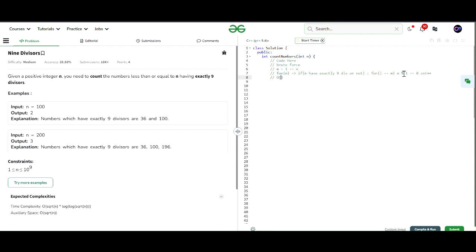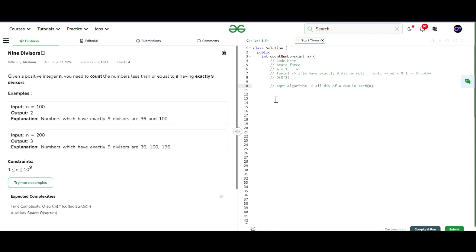So what would be the time complexity? It would be nothing but n square in the worst case, right? But as n is less than or equal to 10 to the power 9, it would not be accepted. So I should have a better solution. If you know the square root algorithm, it returns all the divisors of a number in square root time complexity. In square root of n, it can give all the divisors.